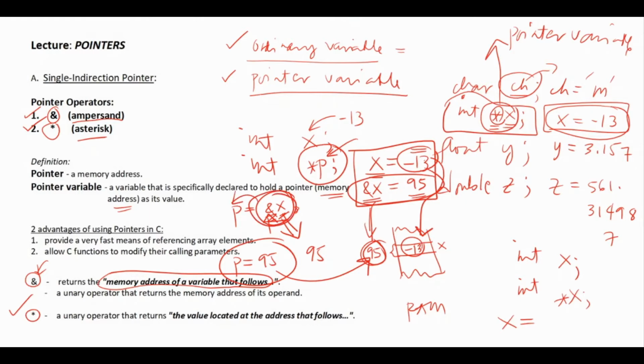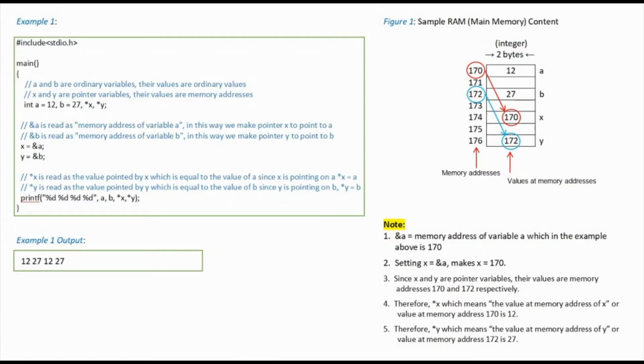And make sure that whenever you assign the memory address of a variable to a certain variable, that variable P is declared as a pointer by putting this symbol as a prefix upon declaration of the variable. Take a look at this example we have here.